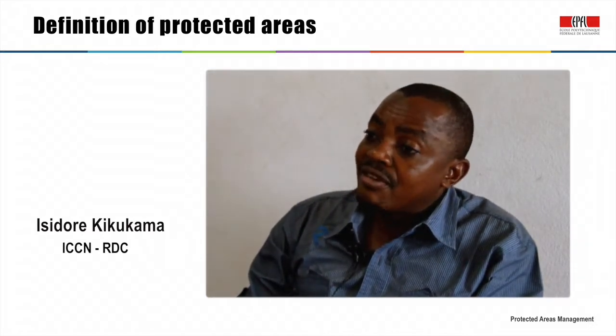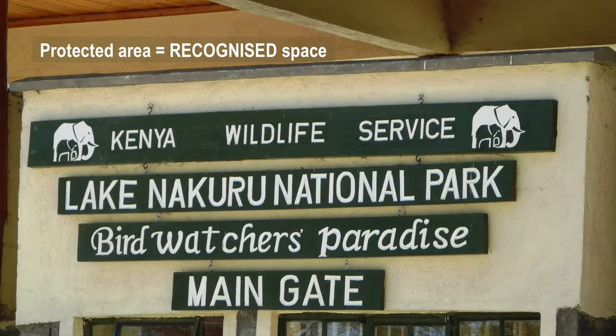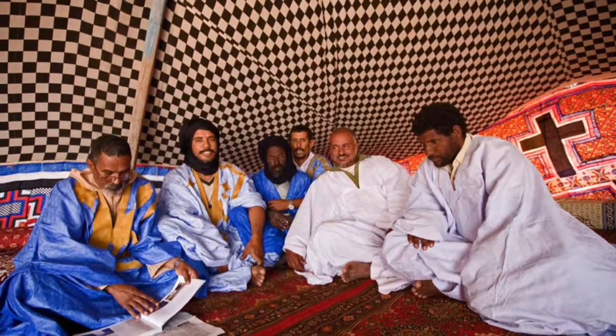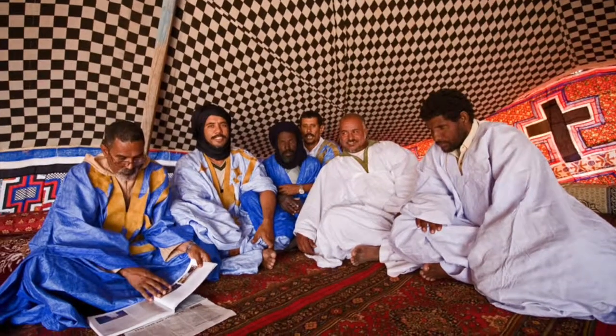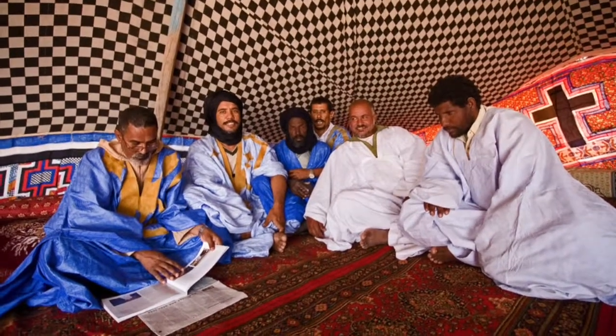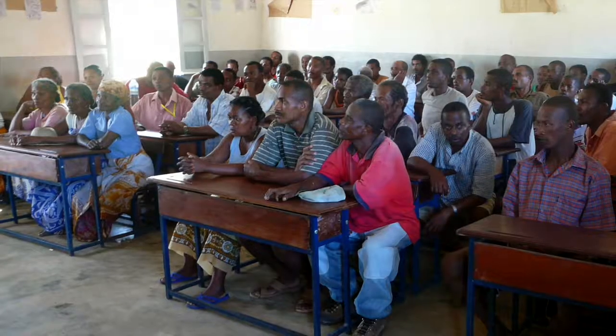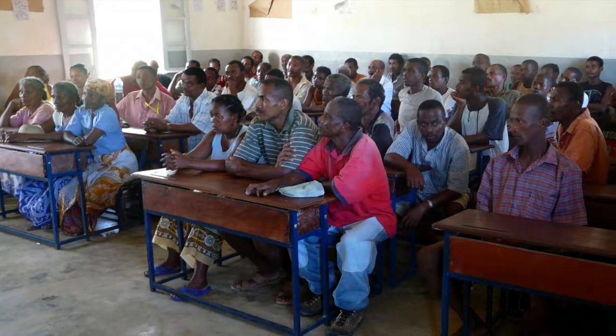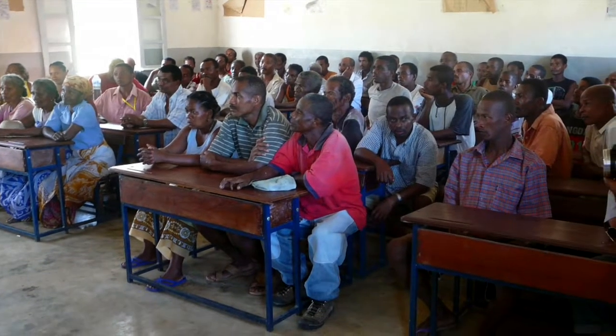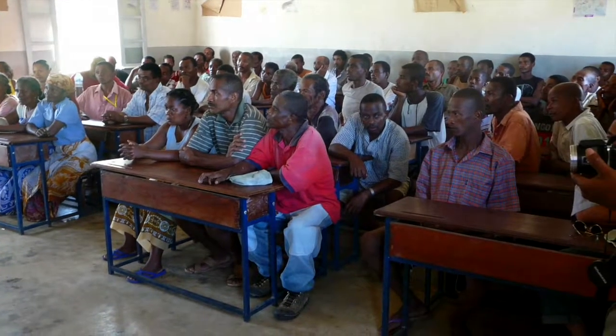Let's look at the word recognized. A protected area is a human construction. It may include various territories, ecosystems, and associate various stakeholders, but it must be recognized at a certain level: national, international, or local. However, that doesn't necessarily mean there must be a text, a decree, or a bylaw, for example.